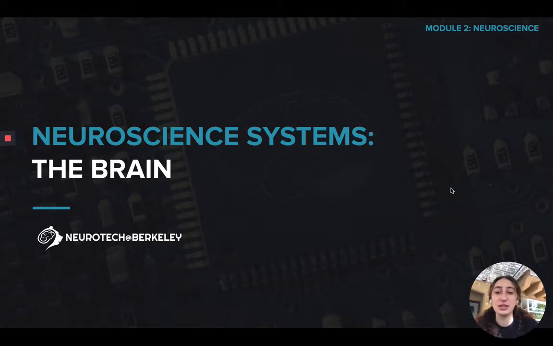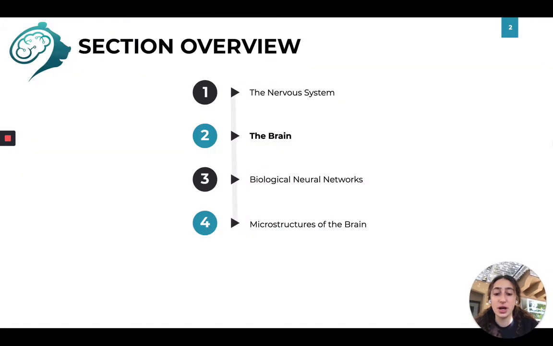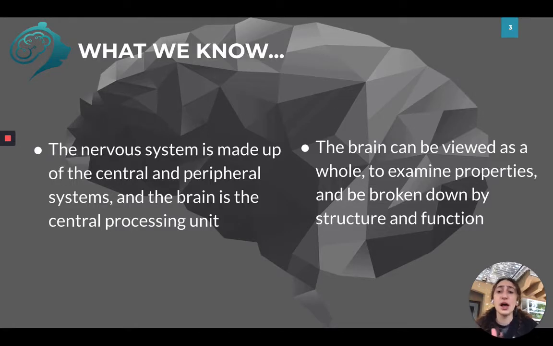Before we do that, let's take a look at what we know from the previous lessons and how they all play into each other. So we just reviewed the nervous system. Now we're taking a look at the brain, and then the next two lessons will be biological neural networks and microstructures of the brain. So again, from last lesson, we learned that the nervous system is made up of the central and peripheral nervous system, which breaks down into subsequent parts. And we learned that the brain is this headquarter, main central processing unit for all of this function.